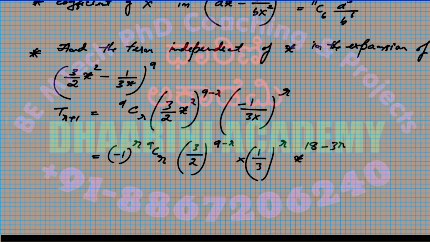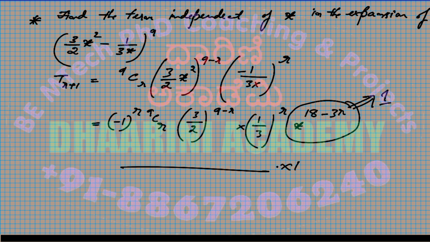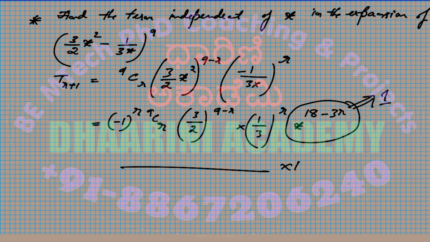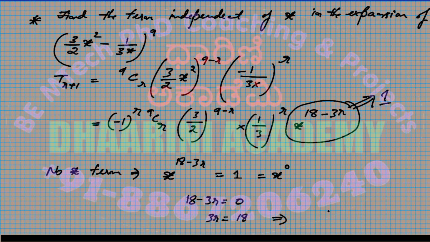Now you see, I should not have any x. So this term should be 1, right? So that something comes constant into 1, only constant. That term has no x, means this term should be equal to 1, right? So no x term implies the x to the power 18 minus 3r should be equal to 1. 1 can be written as x to the power 0. So 18 minus 3r should be equal to 0. So 3r is equal to 18. So you will find that the value of r becomes equal to 6.